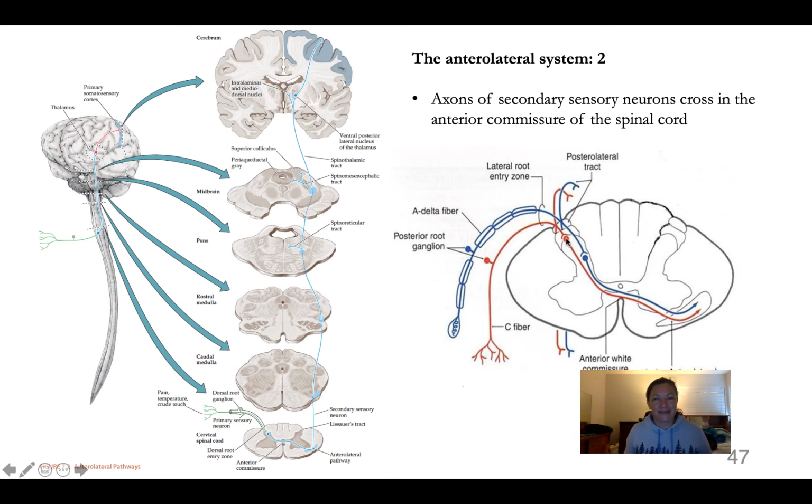The general pattern here in terms of synapses in the dorsal horn, superficial to deep, is the smaller fibers terminate more superficially, whereas bigger fibers penetrate more deeply. Both cross and enter the anterolateral system.